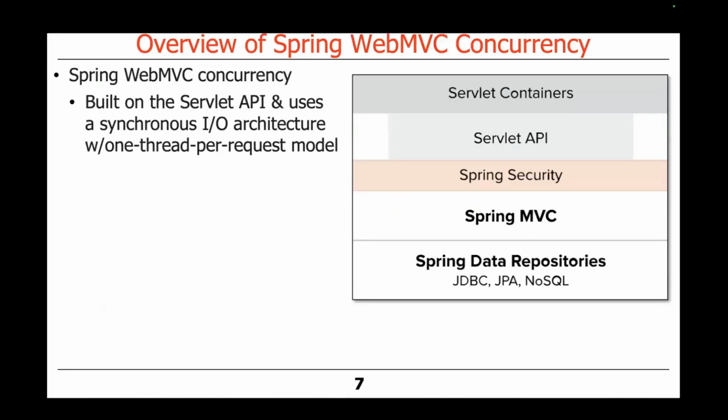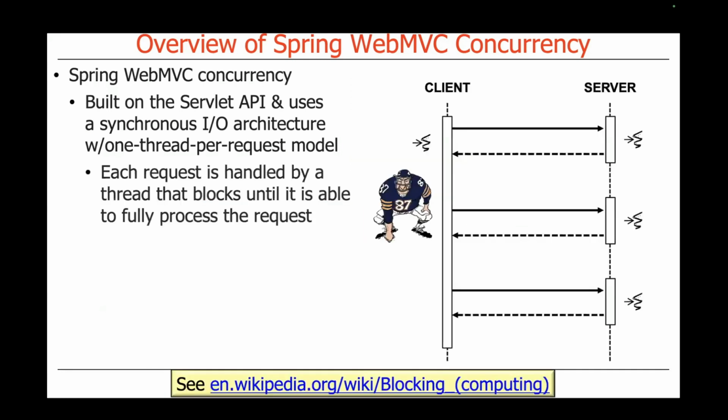So as I mentioned before in an earlier discussion, Spring Web MVC is built on the so-called servlet API, and it uses synchronous input and output using a single thread per request model. Now there's, again, some subtleties here that we'll talk about in a second. So this is showing the stack on the right-hand side. You can see that you've got the servlet containers and the servlet API and so-called Spring Security, Spring MVC, and then various types of data repositories, typically using the so-called Jakarta Persistence architecture, or the JPA.